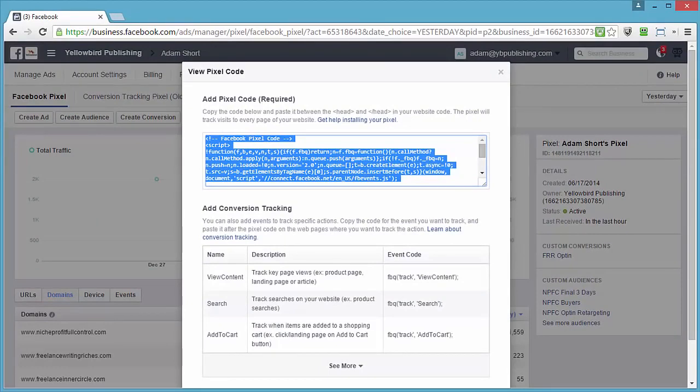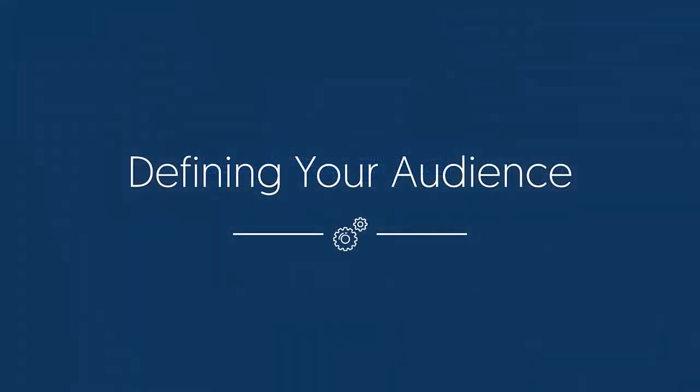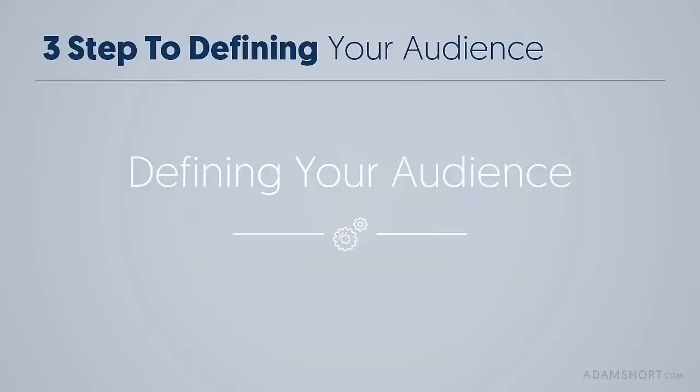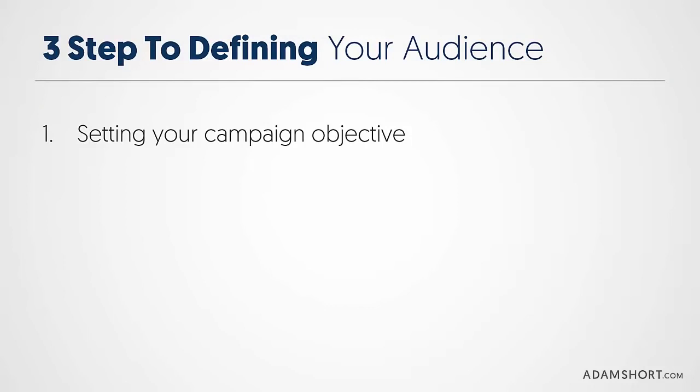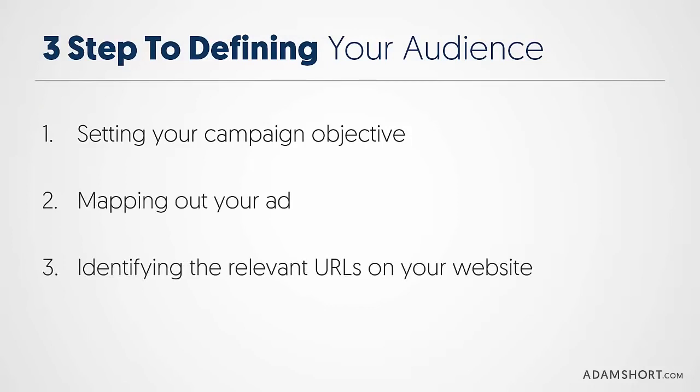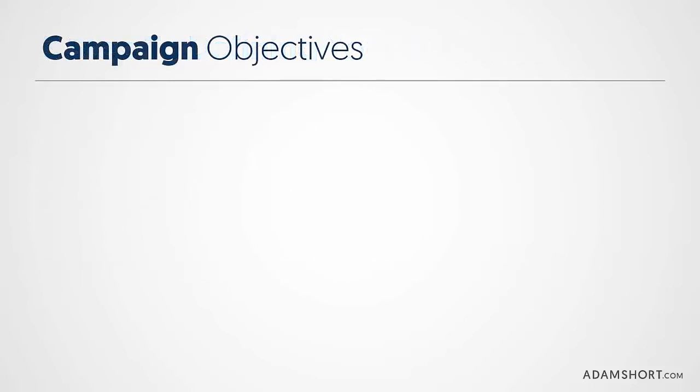Next, after you've installed your pixel, you want to go ahead and define your audience. Now, there are 3 steps to defining your audience, and those include setting your campaign objective, mapping out your ad, and identifying the relevant URLs on your website. So let's start there with step 1, setting your campaign objectives. Now, there are 2 common campaign objectives that we have in our business. The first is to capture leads.